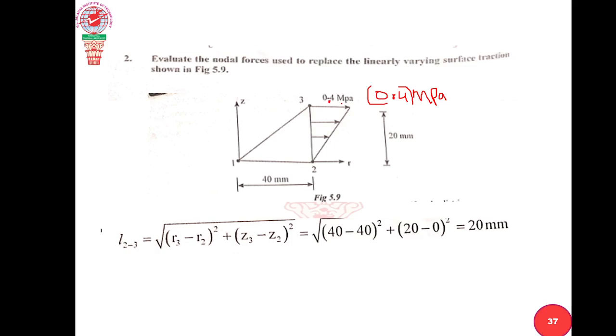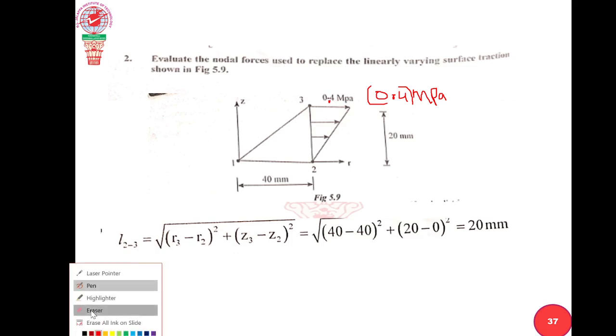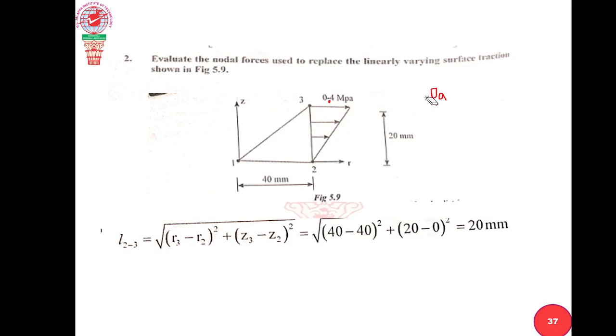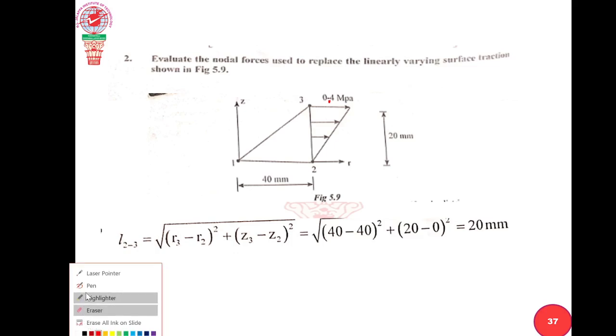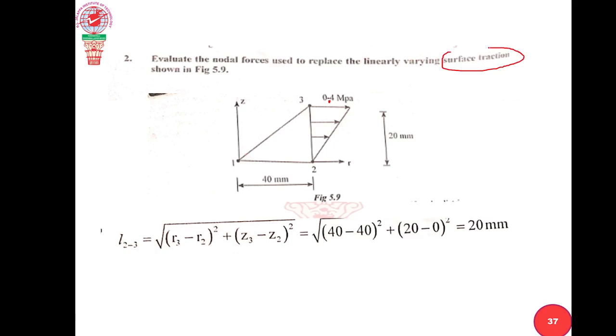Make it fast. Is it over? Keep this in mind: it is 0.4, not 0 to 4. See, which force have they given now? Nodal force? Sir, surface traction force. They have given the surface traction force.